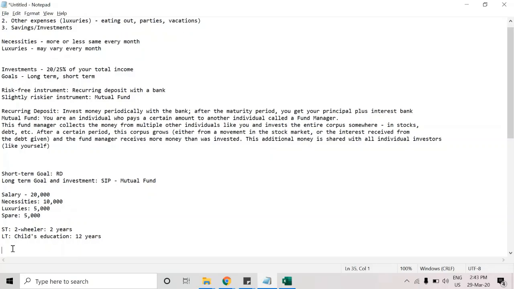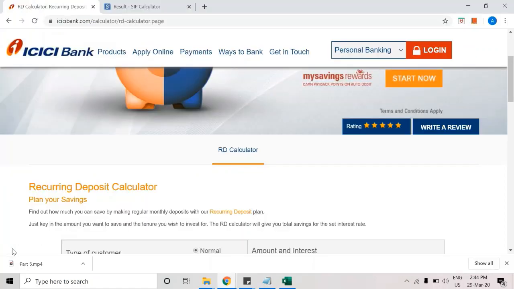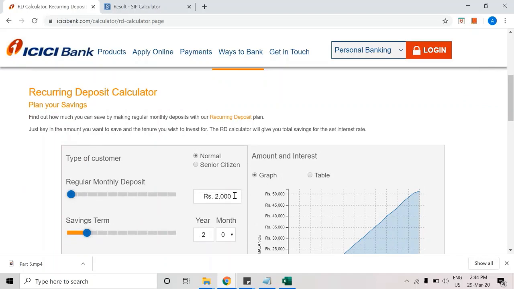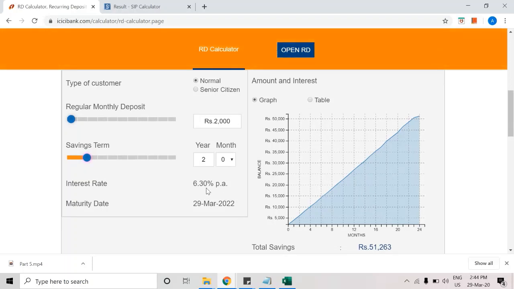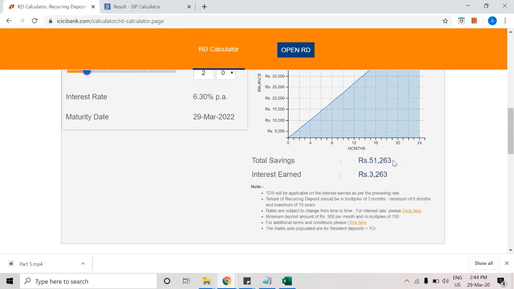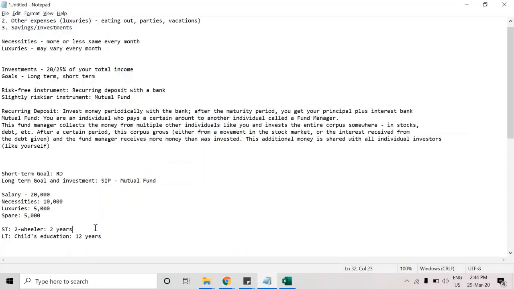There are various websites which will show you the returns on your investment. For example, if you want to know the returns on your recurring deposit, you can go into any bank's website and they have an RD calculator. Let's take ICICI Bank. So say the guy invests 2,000 a month for 2 years at 6.3% per annum. You can see that his total savings are 51,000, of which he has earned an interest of 3,263 rupees, which is good enough for a two-wheeler.